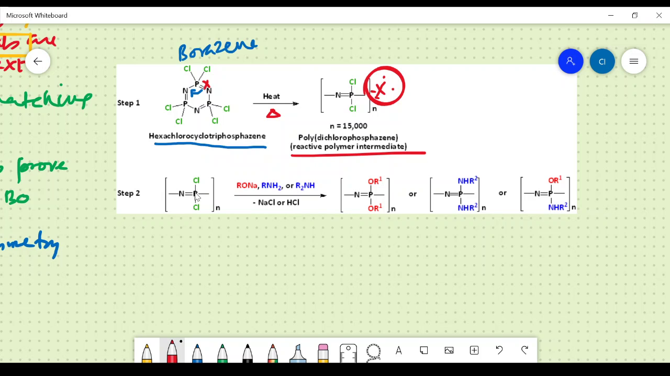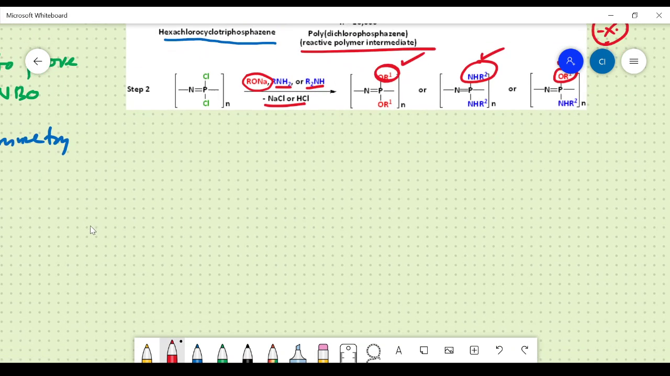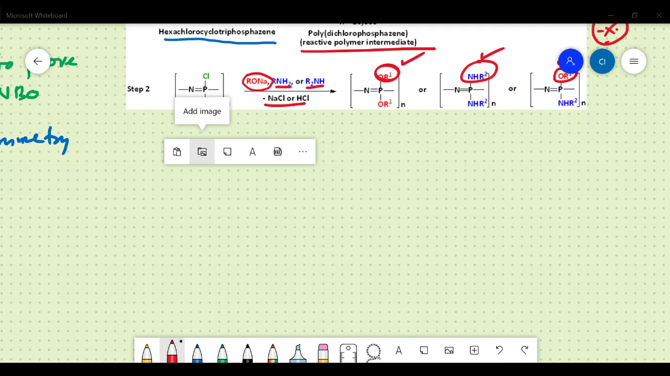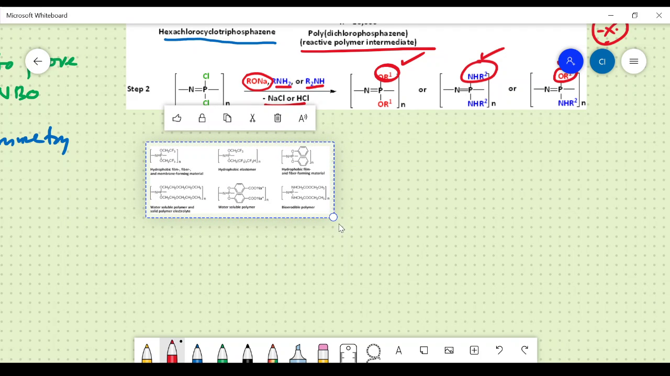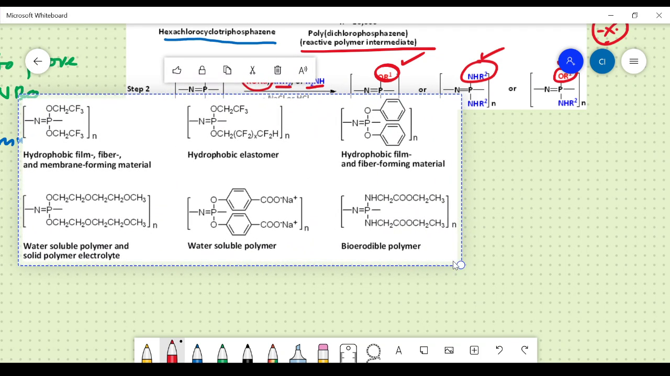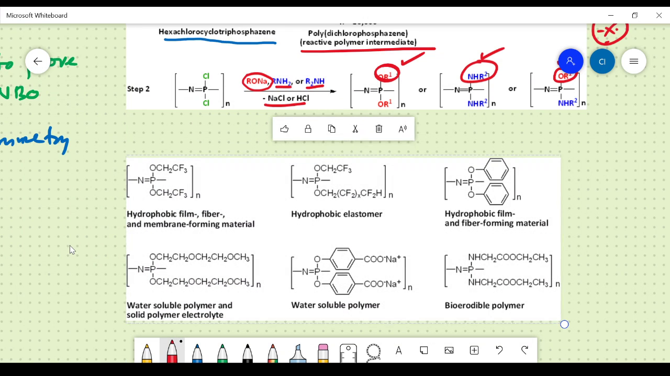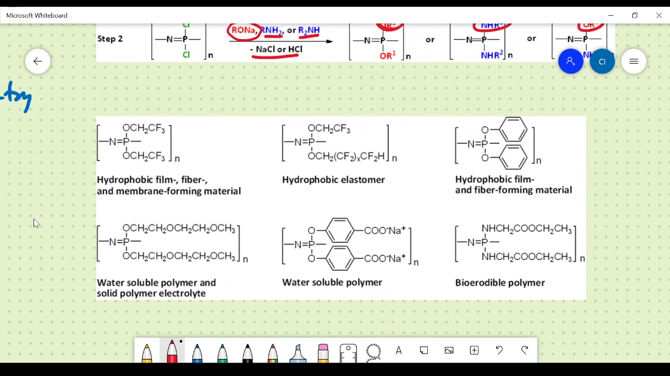Then in step 2, these two things are there. You can use RONa, RNH2 or R2NH, or even condensation takes place and you get OR, NHR, NR2. These three are very, very essential for you to remember in the examination. Okay, and the last part of this is just have a look into the application that is being modernized nowadays. Now the various examples are there, and some of them are industrial secrets also, but you can easily see how this is taking up the scene.